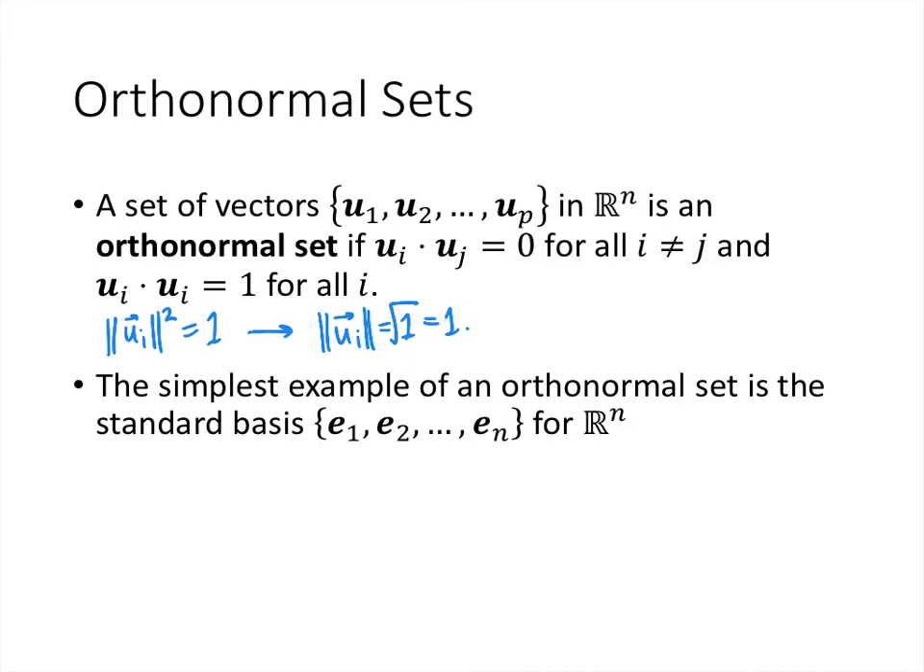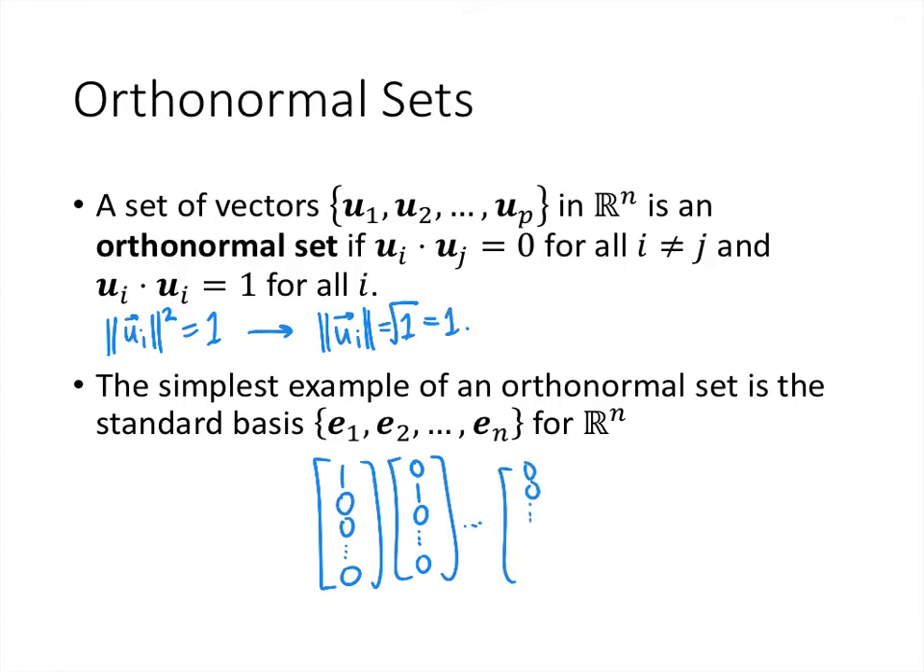Now there's a simple example of an orthonormal set, and that would be the standard basis for our vector space R^n. Remember that e1 here means 1 in the first position and then zeros everywhere else. e2 means a 1 in the second position and then zeros everywhere else, and so on. And then e sub n means a 1 in the nth position and zeros everywhere else. Clearly all of these vectors are unit vectors, and if we take any of these vectors and dot it with any of the other vectors, we're always going to get 0. So that's an example of an orthonormal set.